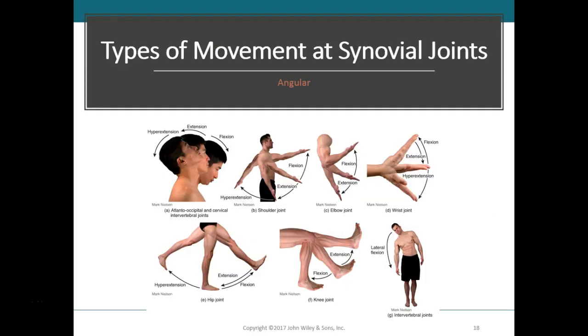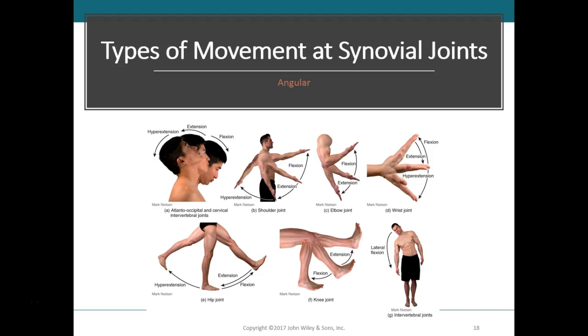Angular movements are going to cause an increase or decrease in the angle between the articulating bones. The principal angular movements are flexion, extension, and hyperextension. So flexion results in a decrease in the angle between the articulating bones. Extension results in an increase in the angle between the articulating bones. Hyperextension is a continuation of extension beyond what would be the normal anatomical position.